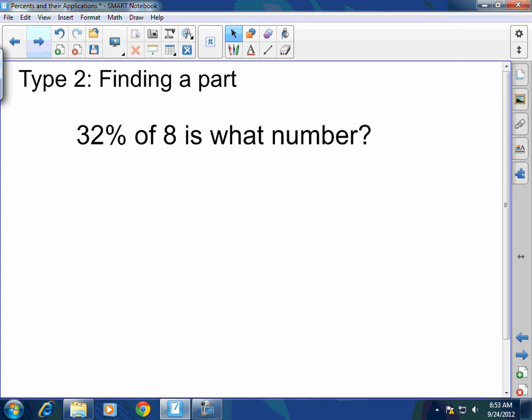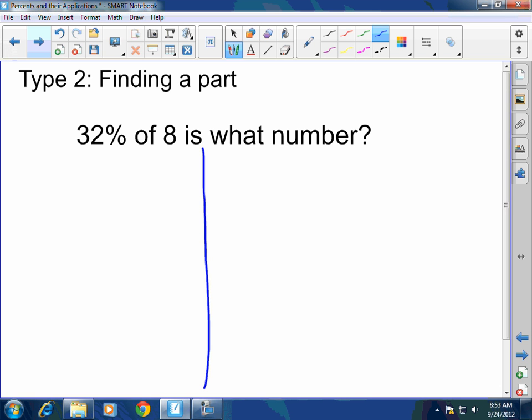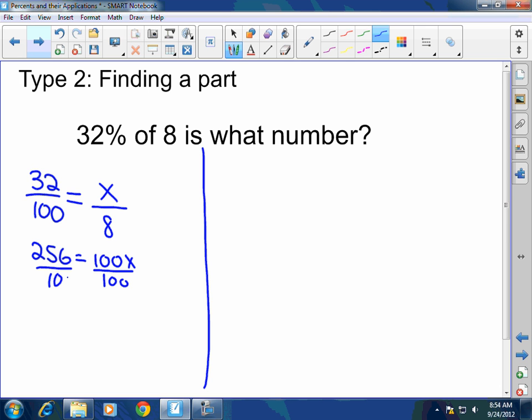Let us continue. 32% of what number is 8? All right. Proportion. 32 over 100 equals is, in this case the is x because we don't know it, over of. Pretty sick, right? In my opinion, I think it's awesome. So let's go ahead and cross multiply. So I've got 256. 256 equals 100x, divided by 100, divided by 100.